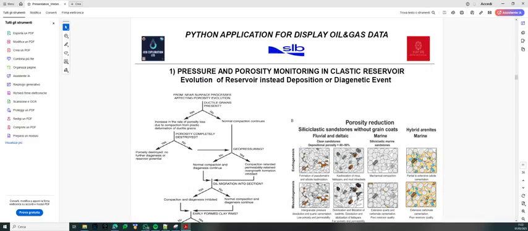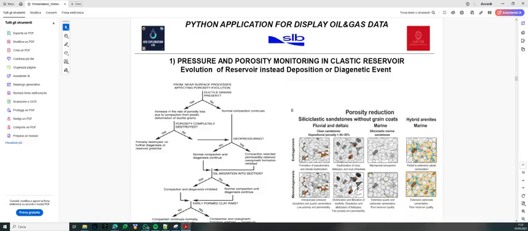Pressure and porosity can also follow this scheme. In fluvial and deltaic environments, we have a clean sandstone with a depositional porosity of this percentage that is maintained along its life. In marine facies, generally we have a strong reduction of porosity during its life, a physical compaction, and also the formation of extensive quartz and carbonate cementation.